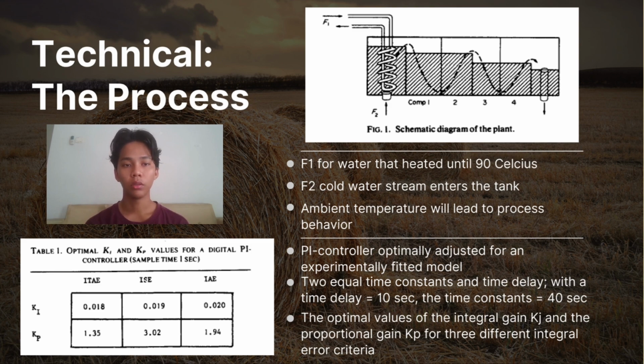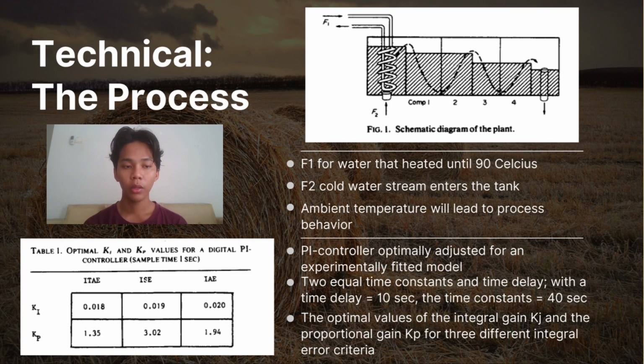The cold water stream enters the tank with a variable flow F2. This water is heated to about 90 degrees Celsius, flowing with a variable flow F1. It changes to F1 when it is heated. Usually, a constant amount of liquid of a certain temperature is required from the process, so the flow of F2 has been kept constant during steady state.